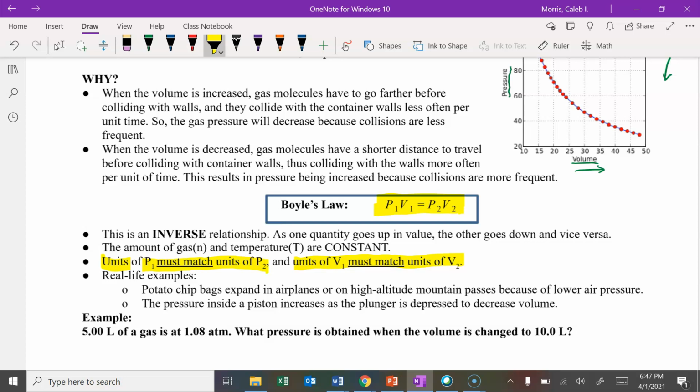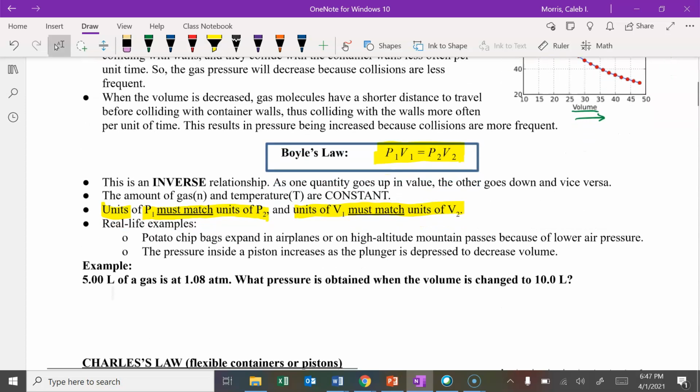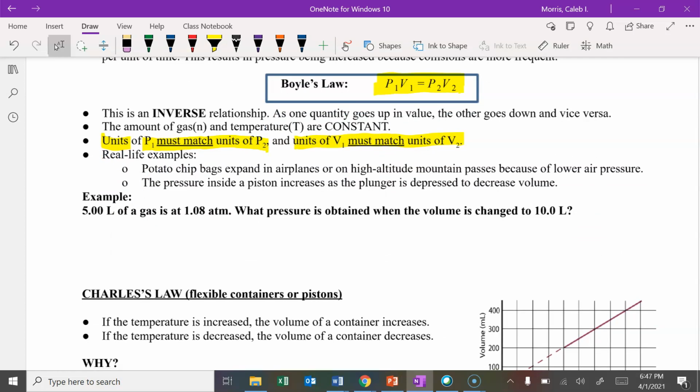You could also think about a piston. Maybe you would think about an air compressor, a bike pump or something. If you were to close off the other end of the pump, you could feel the pressure as you depressed the plunger into the piston or into the bike pump. So the pressure inside a piston increases as the plunger is depressed to decrease the volume. Those are a couple real-life examples of Boyle's law.